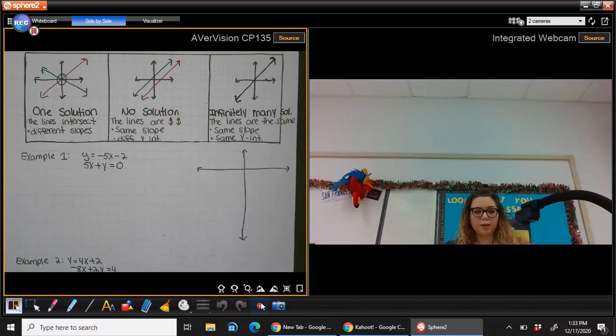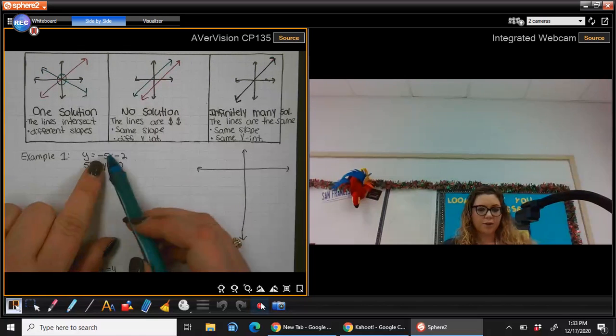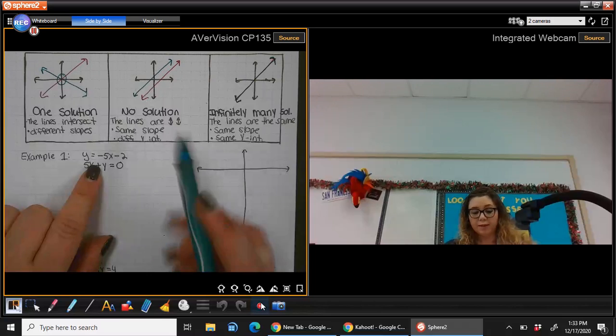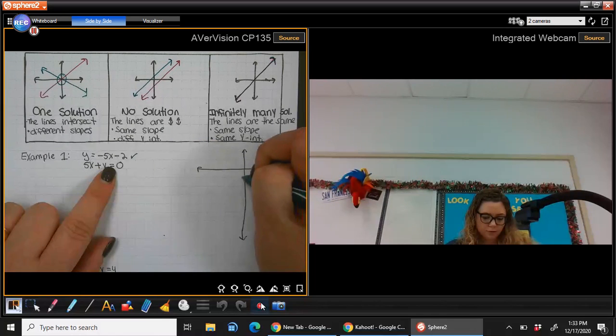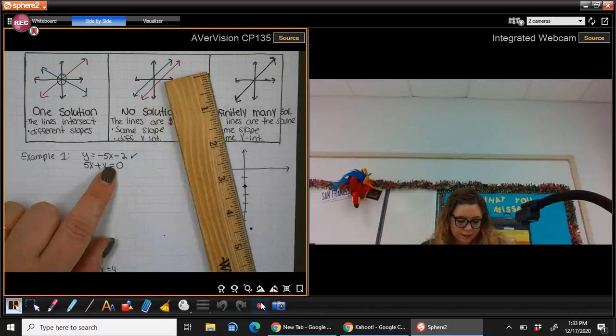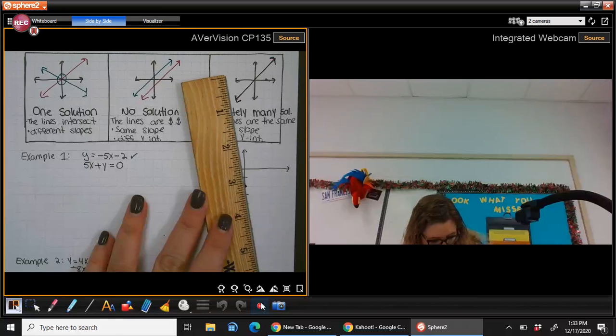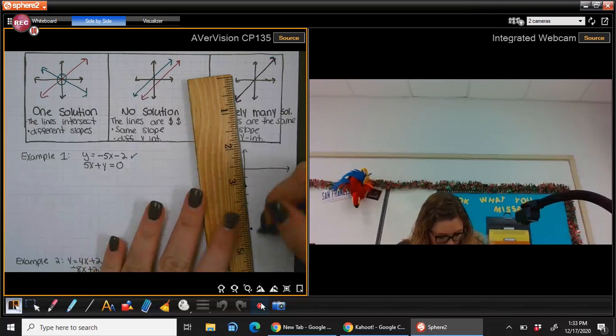So this first one, step one, put it in y-intercept form. This y is already by itself, so I can go ahead and graph this. Try to get this as perfect as you can.